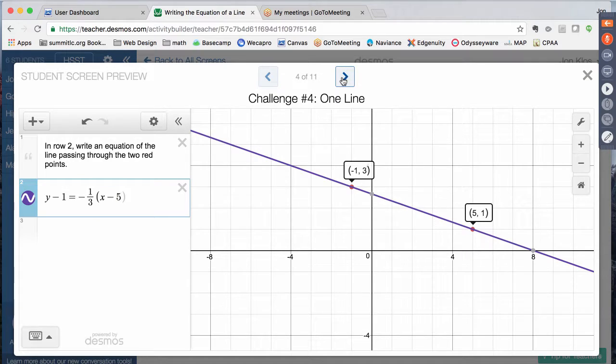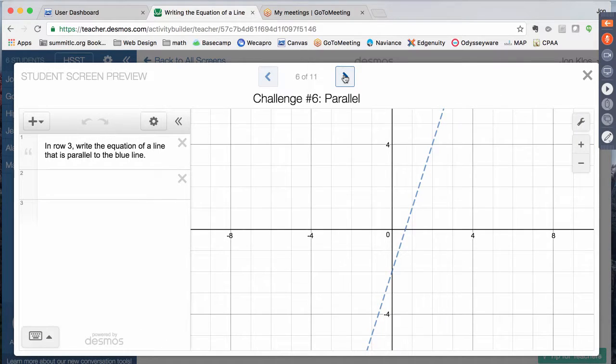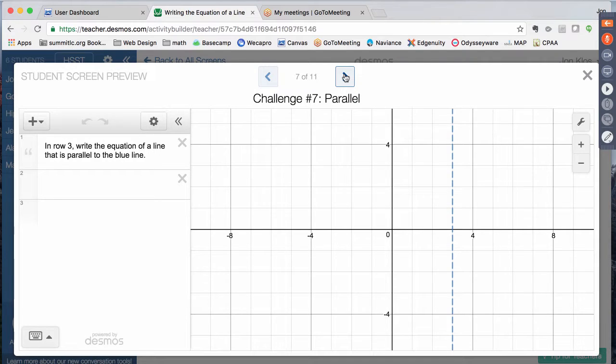Now you're going to continue on with that, but that's the whole point, is writing linear equations either in point-slope form or slope-intercept form. And we can test them out and make sure they fit. There you go. Here's one that you want to write a parallel equation. So parallel equations have the same slope. Here's another parallel equation. Here's a horizontal line.